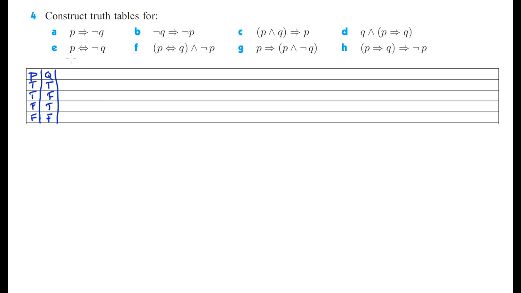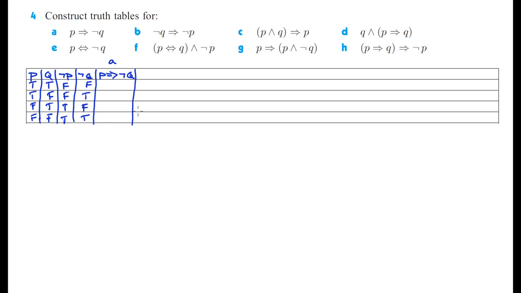So for A, we've got P implies not Q. So let's do this. We've got not P and not Q, so let's do not P in here because we're going to need that at some point, and not Q, we're also going to need that one. So not P is false, false, true, true. Not Q is false, true, false, true. So for A, we've got P implies not Q.